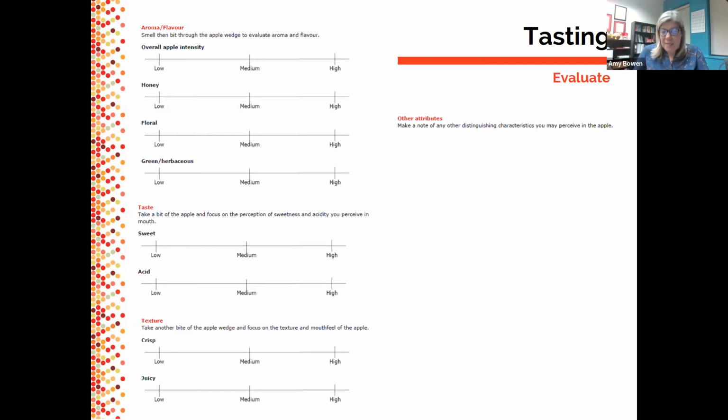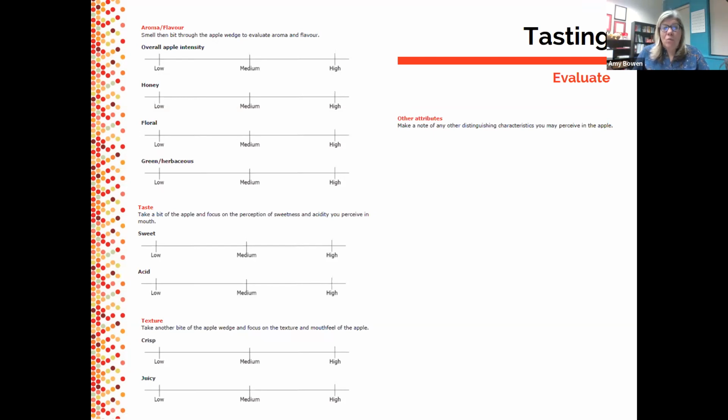It gets a rating somewhere on here, from really low, maybe in the middle, or really high. We base this on apples you've tasted before, just based on your own apple spectrum. Then evaluate if it has honey flavors or floral notes, or maybe some apples have more green herbaceous notes. So are you picking up some of those characteristics? Then you go through, taste it, and mark it down.